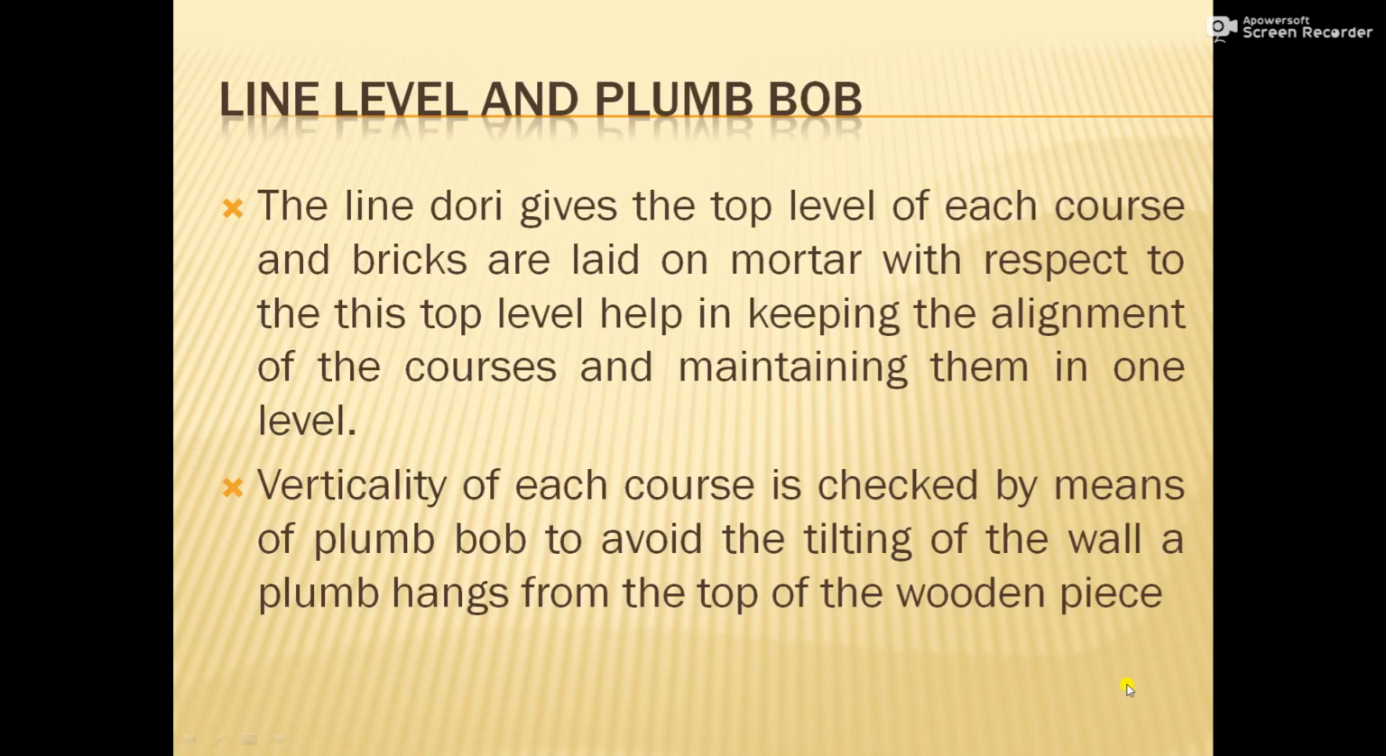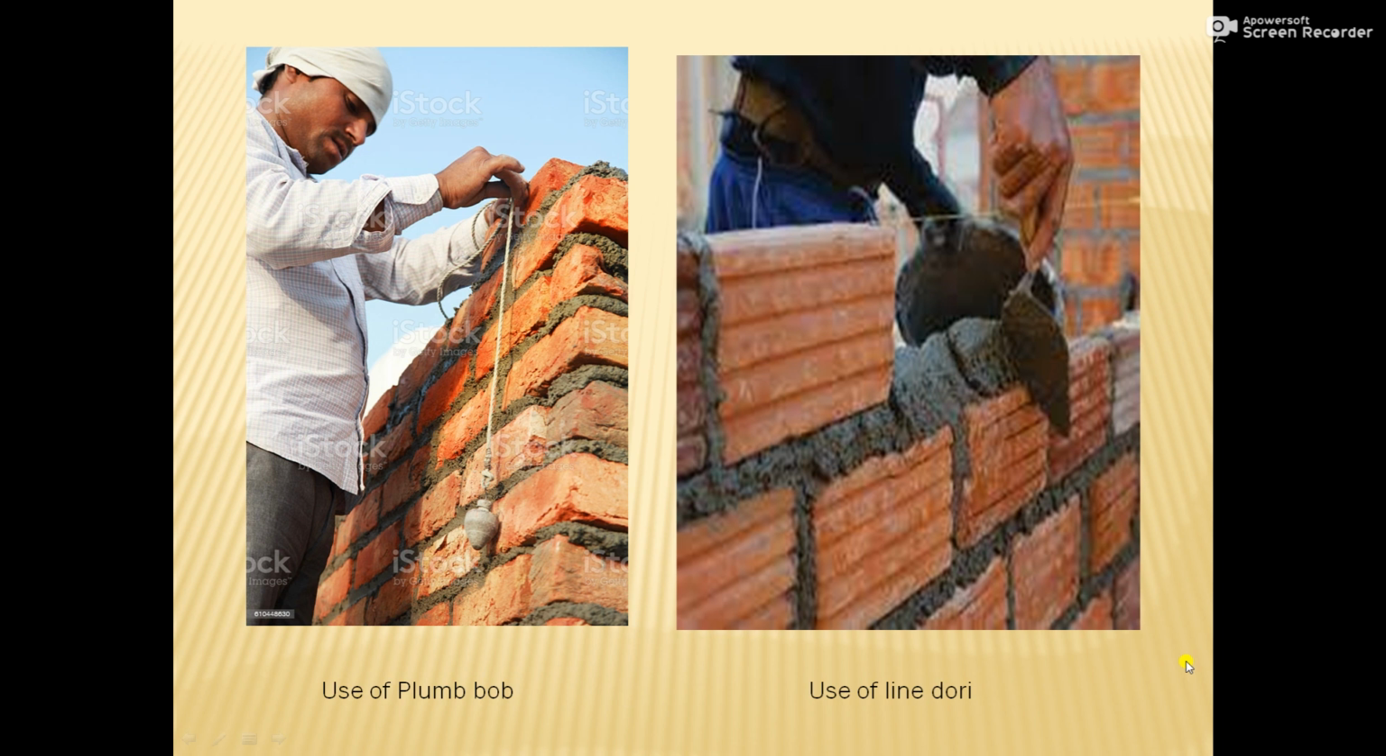Good morning students. In our last video lecture, we discussed the line level and the plumb bob, how to use them in construction work. The line level and plumb bob are used for taking out levels and checking the verticality of brick masonry or stone masonry.